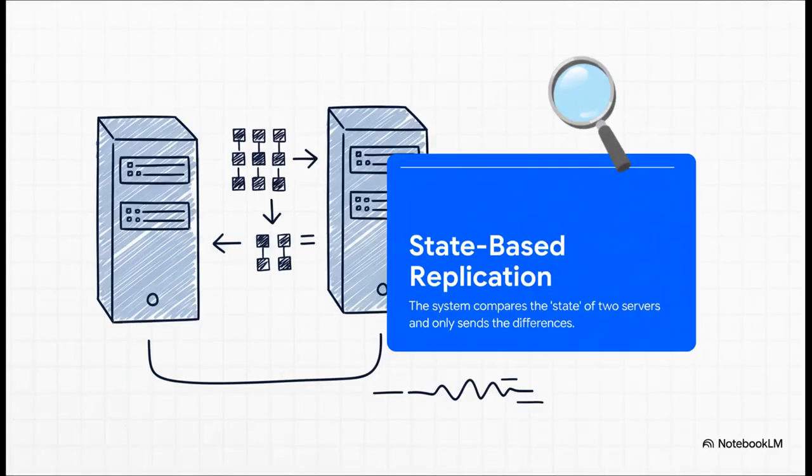And finally, we have the most efficient piece of this whole puzzle, state-based replication. You see, instead of sending the entire company address book every time one person's phone number changes, the system is smart. It compares its version with its partner's version and only sends the specific change, what we call the delta. This is what keeps all that network traffic to an absolute minimum.